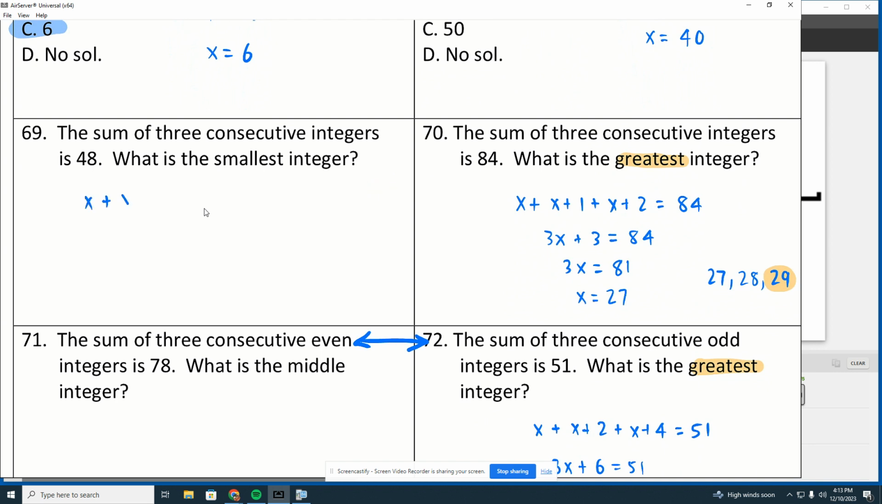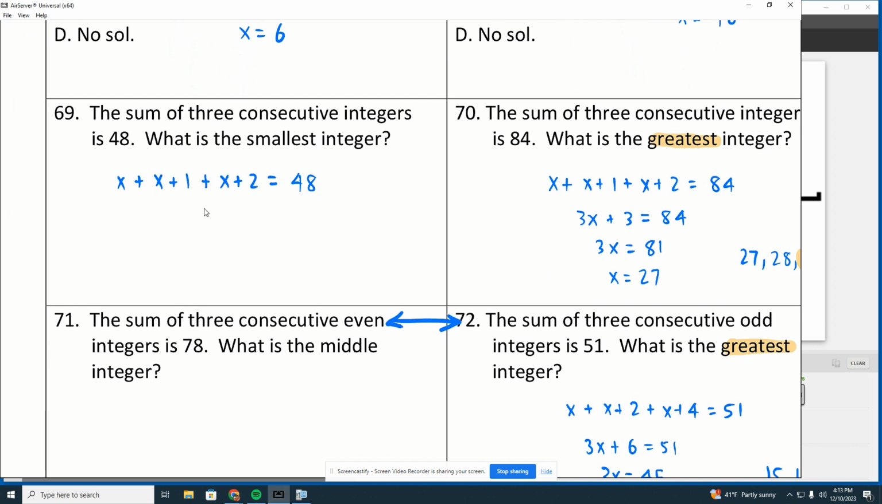These 3 consecutive integers, x plus x plus 1 plus x plus 2, have to add to equal 48. So we write the equation and then we solve. Well, there's 1, 2, 3 x's, so 3x. And then, of course, you got plus 1 plus 2, that's plus 3, equals 48. Subtract 3, 45. Divide by 3, x equals 15. So my 3 consecutive integers are 15, 16, and 17.